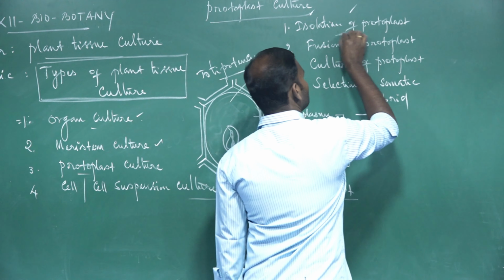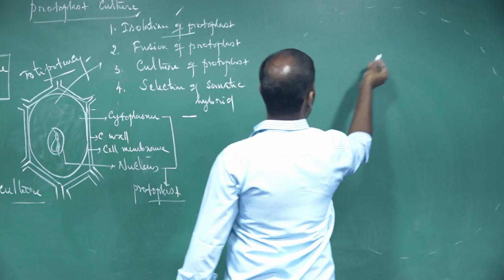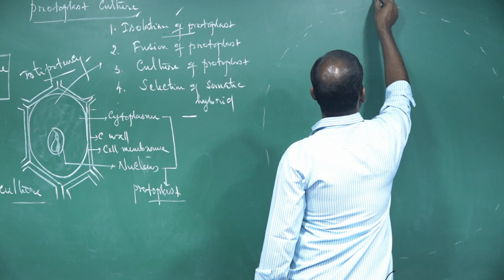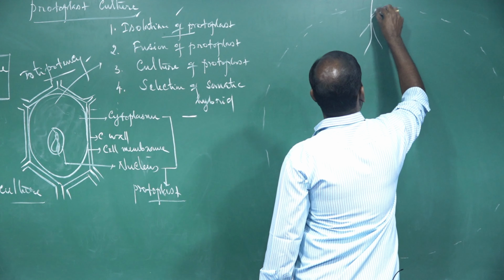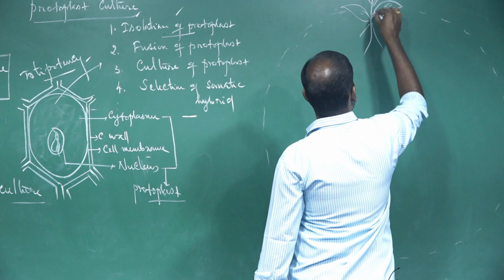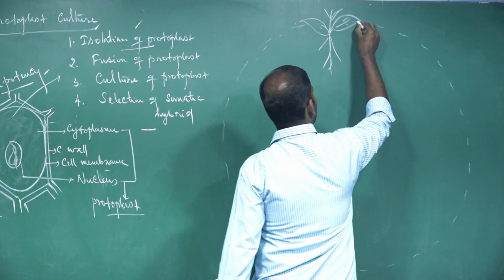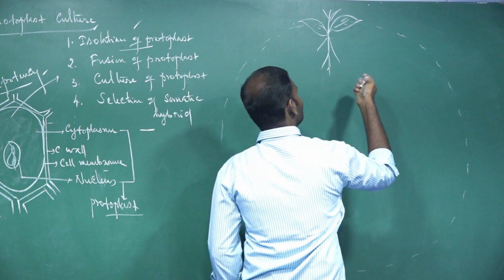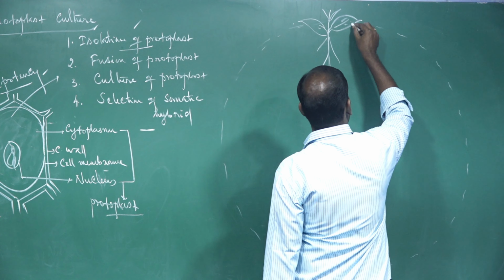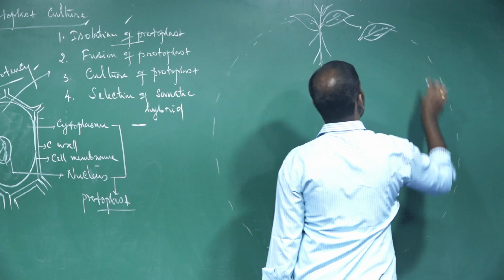First one is isolation of protoplast. Yes, it is a plant body. So the plants are selected. How to isolate the protoplast? For the isolation of protoplast, small bits of plant tissue like leaf tissue are selected. It is a leaf. A mature leaf is isolated.